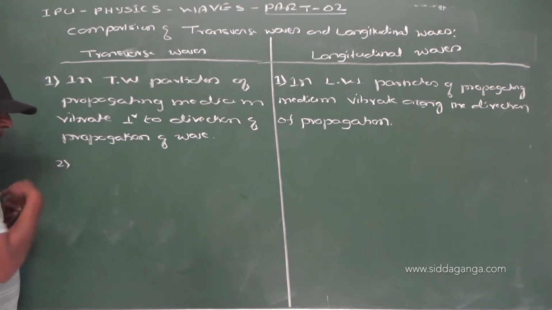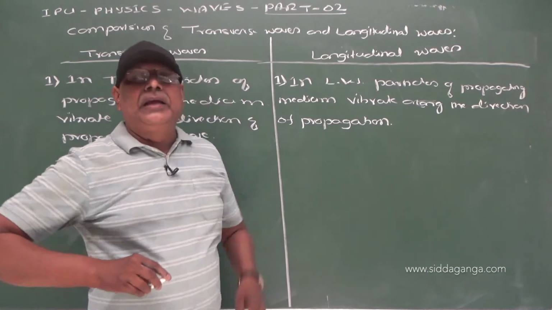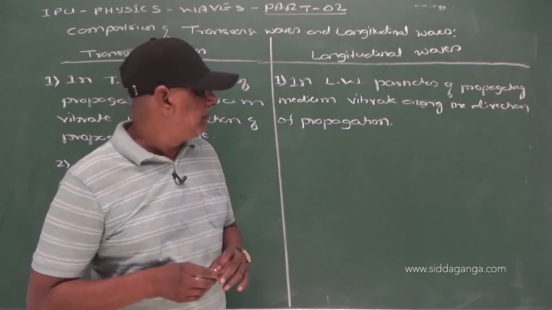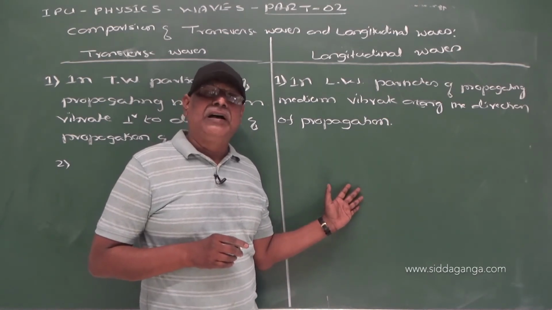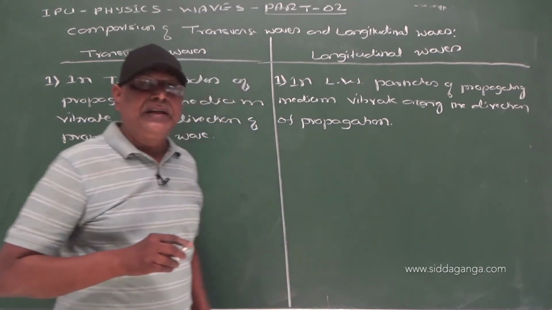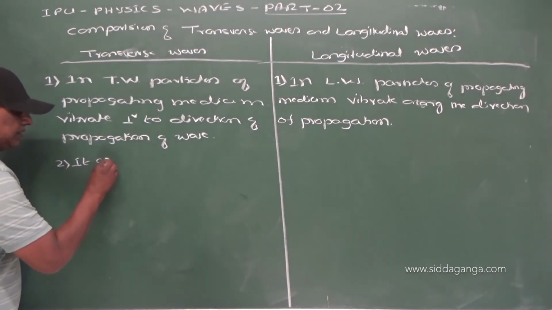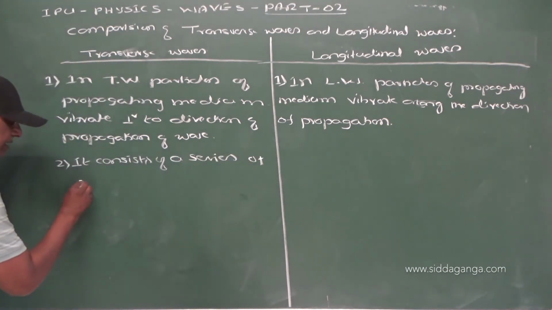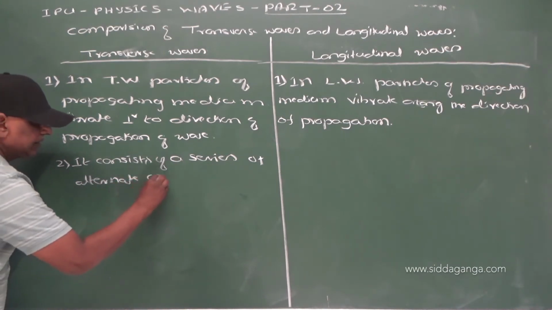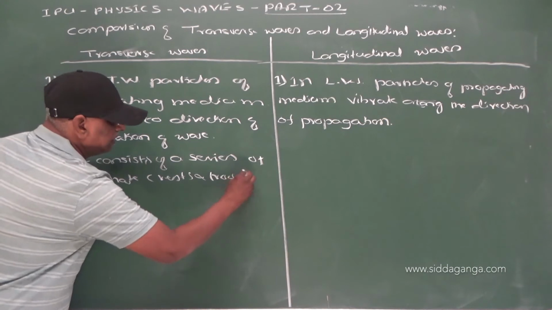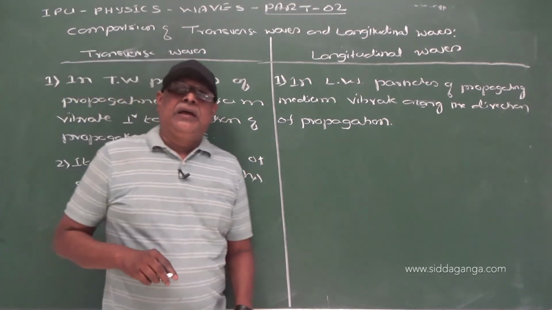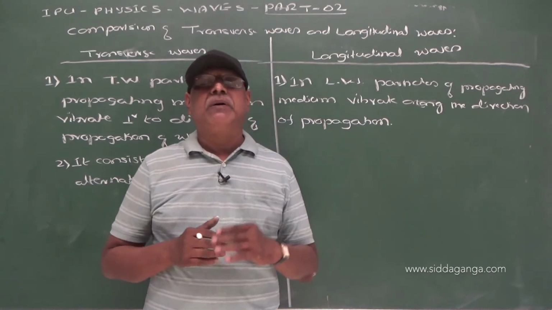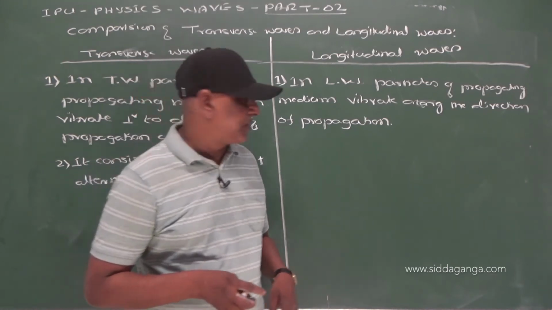Now the second comparison. We know that a transverse wave consists of a series of alternate crests and troughs, whereas a longitudinal wave consists of a series of alternate compressions and rarefactions. Remember, crest is the maximum displacement of the particle in the positive or upward direction. Trough is the maximum displacement of the particle in the negative or downward direction.